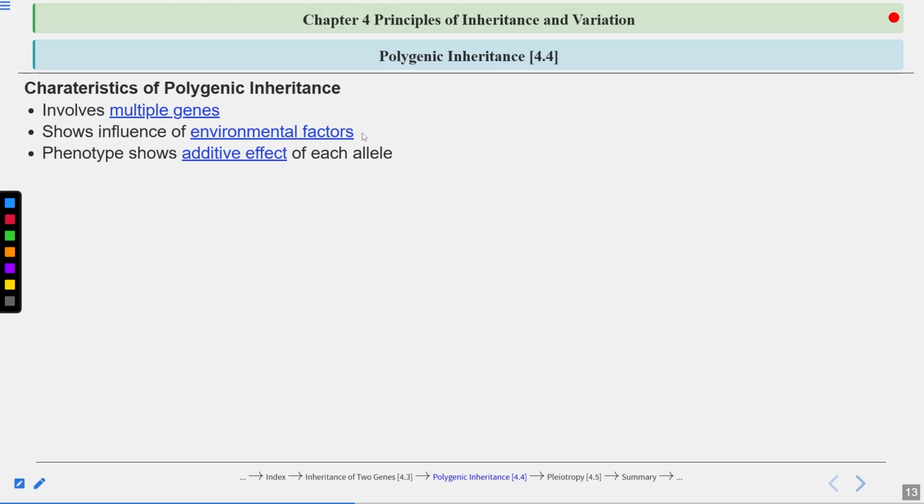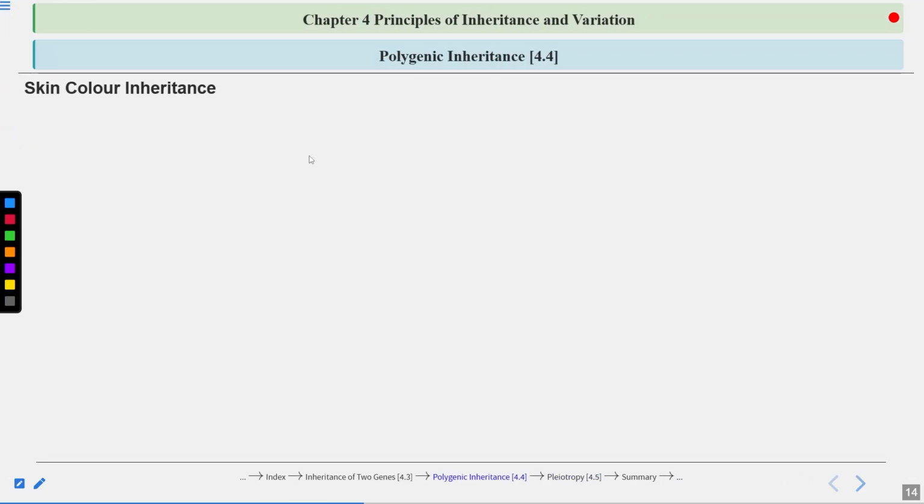Now, there are additive effects of the alleles here. These traits are controlled by multiple genes, and each gene usually has two alleles. These alleles show an additive effect, so the overall, final phenotype is due to the additive effect of each allele. We will understand this concept with a classical example: human skin color. Let's understand skin color inheritance now.